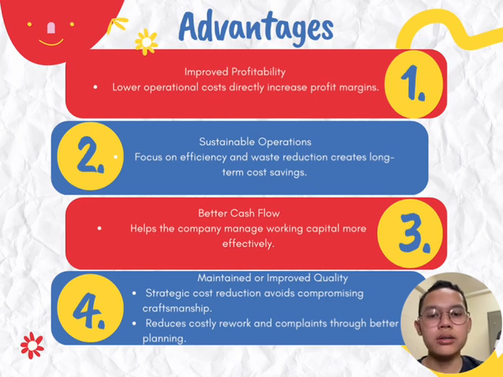And number three is better cash flow. It helps the company manage working capital more efficiently. And number four is maintain or improve quality. Strategic cost reduction avoids compromising craftsmanship, and reduces costly rework and complaints through better planning.